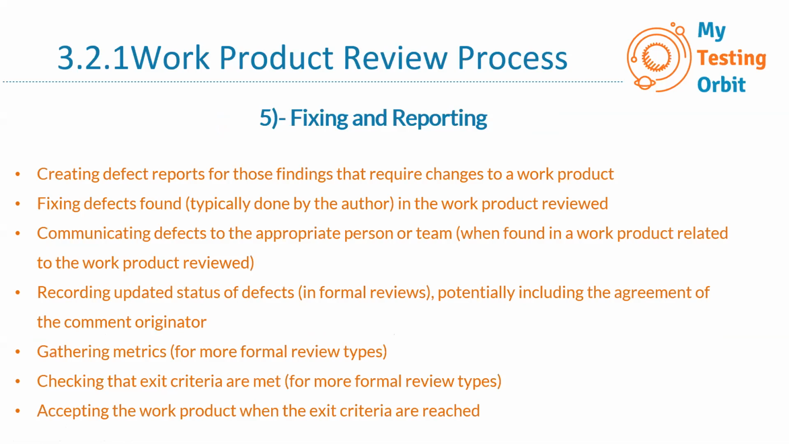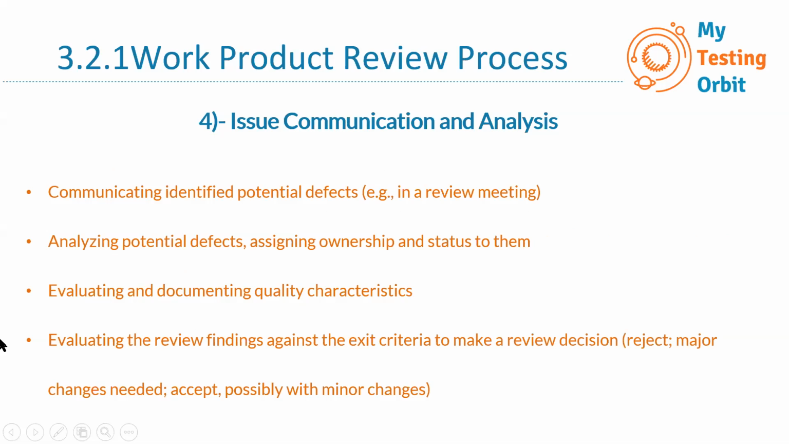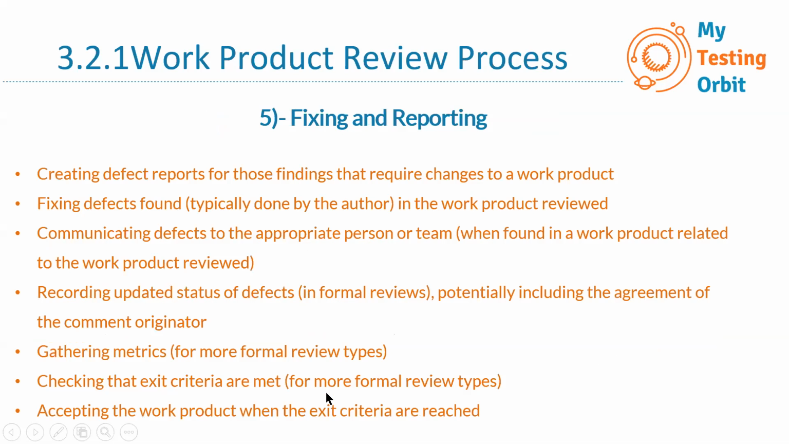The last one is fixing and reporting. Creating defect reports for those findings that require changes to a work product. As we said, when we review all the findings, all the defects, we might reject a few of them and we might accept a few of them. The ones which are accepted, after that, those defect reports are created so that we have a log of them somewhere, and then they are assigned to someone who will be fixing those defects. Fixing defects found, typically done by the author in the work product reviewed. We will go through the roles in a while, so then we will understand the role of author in more detail.